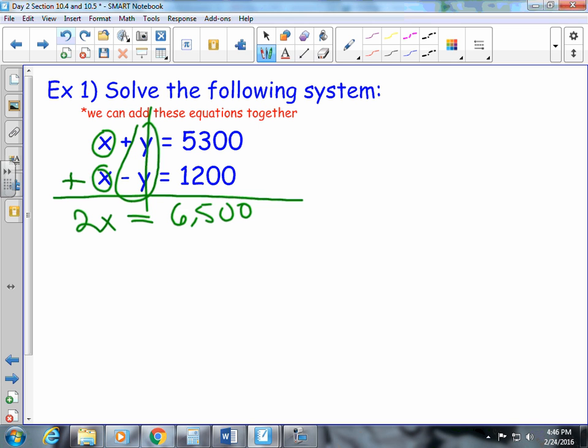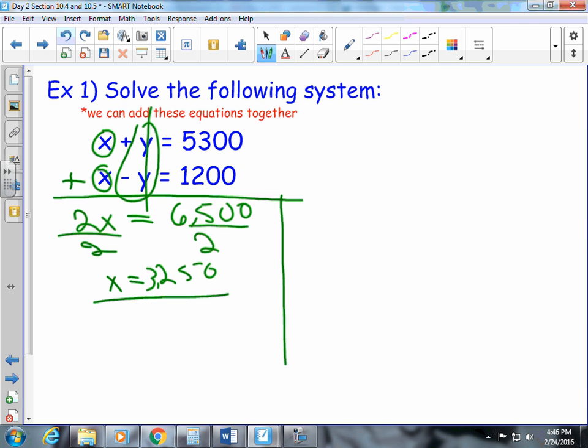Now I have to divide by 2, and I get x is equal to 3,250. Much less work to find the answer for our first variable. The way we find our answer to the second variable is exactly the same way. Again, please try to keep the formatting that I'm showing you. Draw a little line in between the 2 steps.